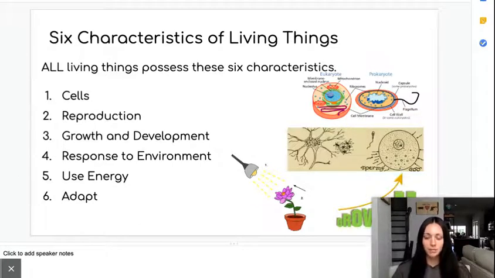So wrapping up today, you now know the 6 characteristics of living things. You also know that for something to be considered living, it must possess all 6 of these characteristics. And a way to determine a living thing from a non-living thing is to analyze whether they possess all of these characteristics. And you know, if they do not, that thing is considered non-living.